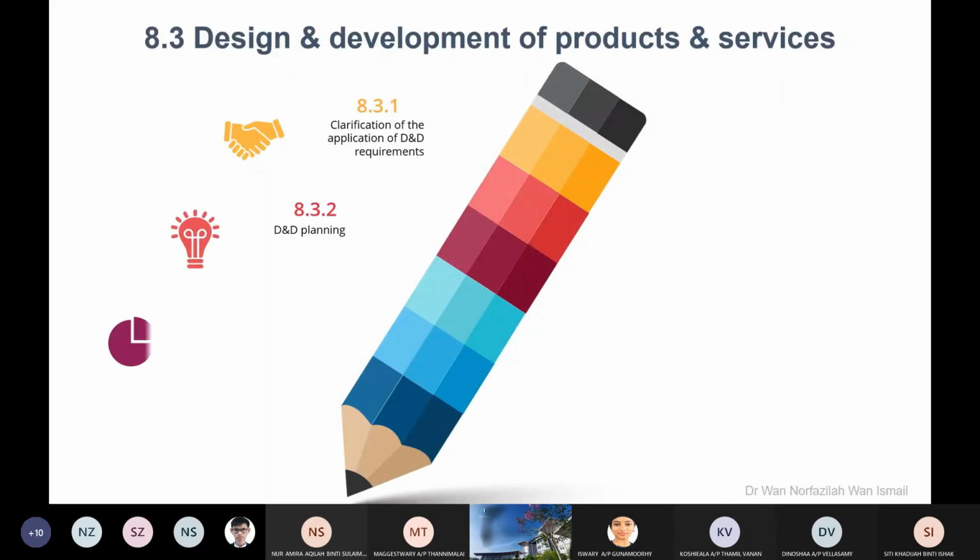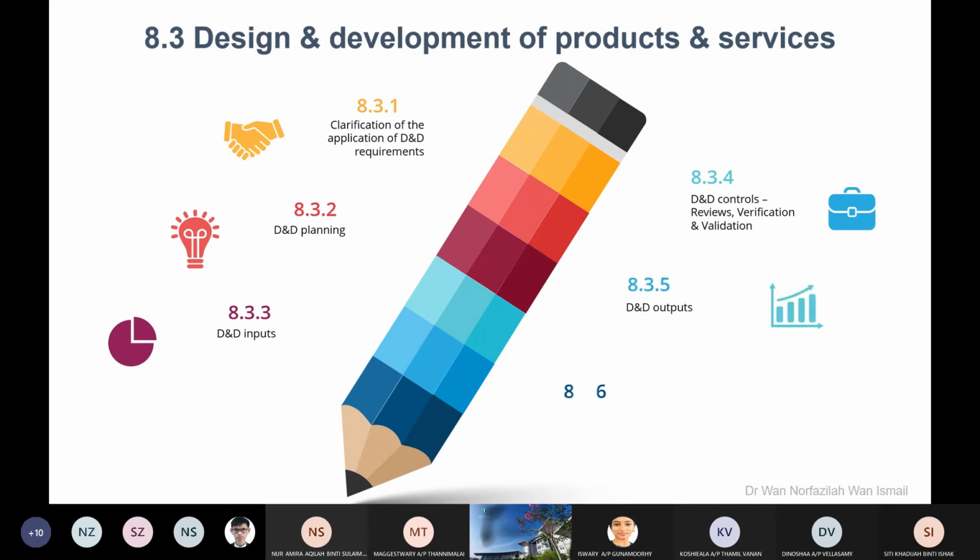Okay. Design and development of products and services. This one, we are not going to focus. We are not going to go very deep for this one because design and development is not going to happen in the lab. Okay, usually this design, we design machines. Design machine for products and services, not design products and services. If the company is producing a product such as equipment or a machine, the design is there. If in the lab, there is none.